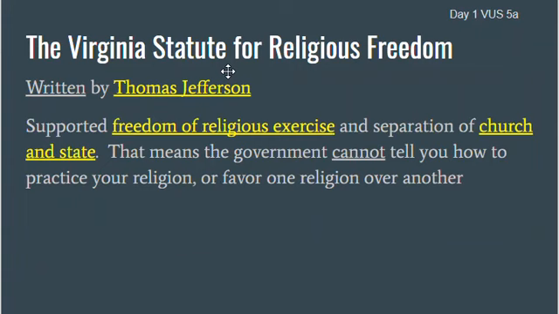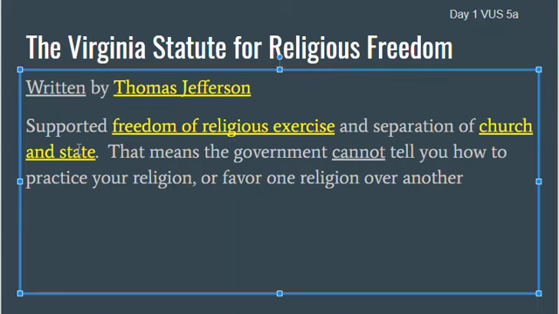And the next document is called the Virginia Statute for Religious Freedom. This was written by Thomas Jefferson. Jefferson's also known because he wrote the Declaration of Independence. And this supported freedom of religious exercise and separation of church and state. That means the government cannot tell you how to practice your religion or favor one religion over another. So our government in the U.S. is not influenced by religion. It has nothing to do with religion, and that originally came from the Virginia Statute for Religious Freedom.